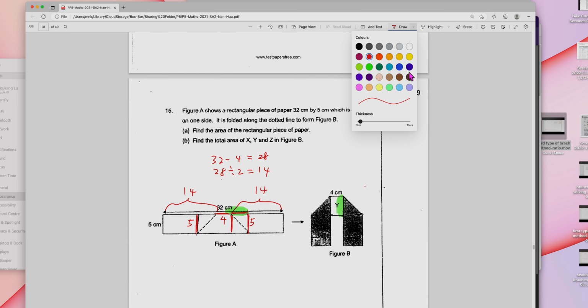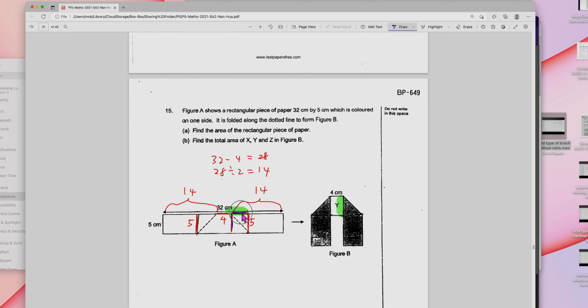Maybe I should use a different color. So this one, you fold it, will become this. So therefore this is 5. This part, you fold it, that means you come down, you will get here, right? So this is 5 as well, right? So now, this is pretty simple. You don't need these two. So this will be 9.